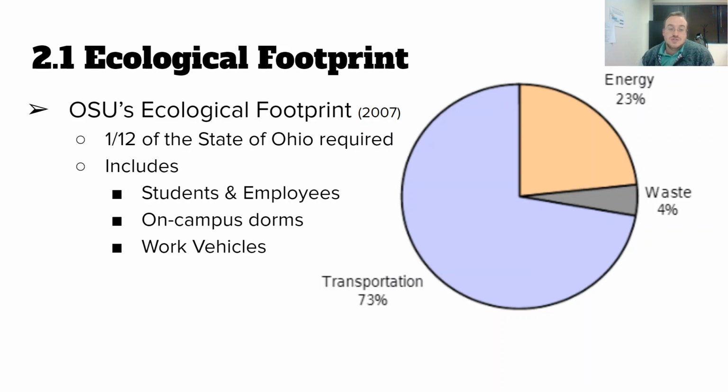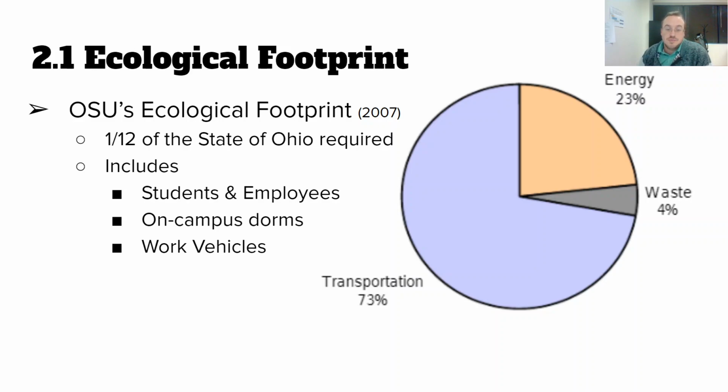And this includes feeding students and employee meals that are provided on campus, dorms, so those who live in the dormitories, all the electricity used on campuses, all the water that's used on campuses, including watering plants and gardens and going down the toilet when toilets are flushed. Work vehicles also factor into this.